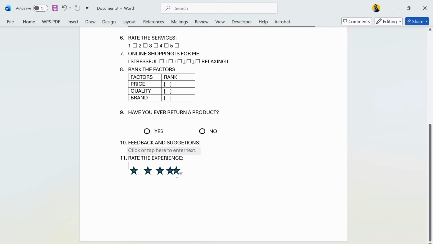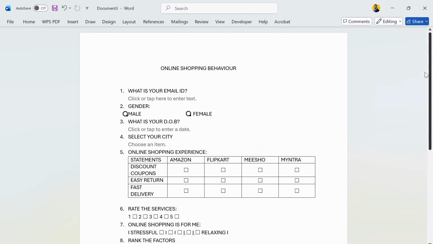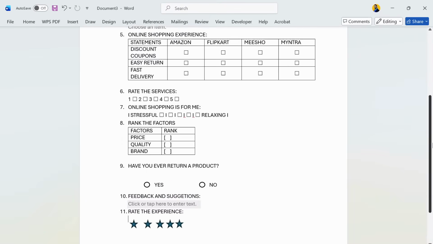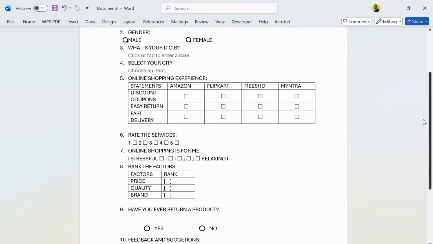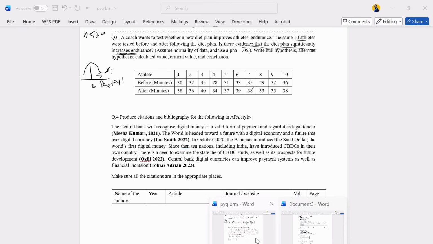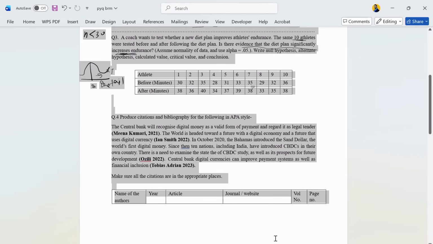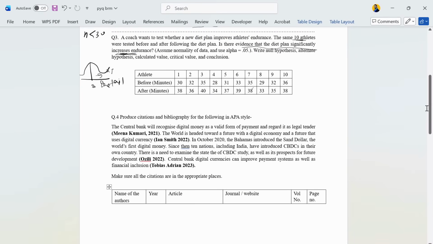Add these types of questions as well to rate the experience. So with this, we can end our questionnaire. So this is the overall questionnaire paper you can create. I hope all the questions are clear to you, and we have covered all the questions, and where required, I have cleared the basics as well.